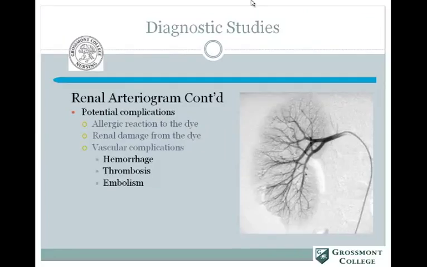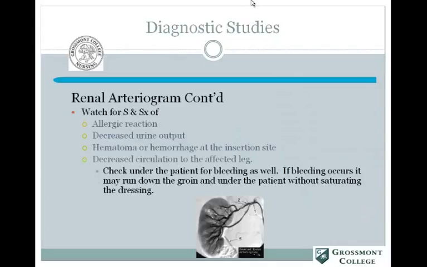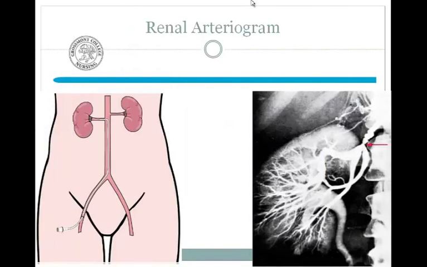Potential complications: allergic reactions, renal damage, vascular complications, just talked about. So that's what it looks like when they shoot the dye in there and it goes all through the kidney. And it kind of looks like a tree if you turn it on its side. Looks like a pretty autumn tree. So, okay, we just talked about that. Signs and symptoms of problems. And then, this is how it goes in. So this is your femoral artery. Goes up in there to where it branches off from the abdominal aorta, and then it goes up into one kidney or the other.